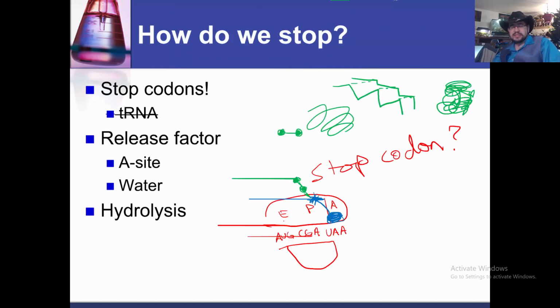What we were saying is when a stop codon hits the A site, a release factor binds. There is no tRNA anticodon involved. A release factor binds, uses water to hydrolyze the bond and release the amino acid chain.